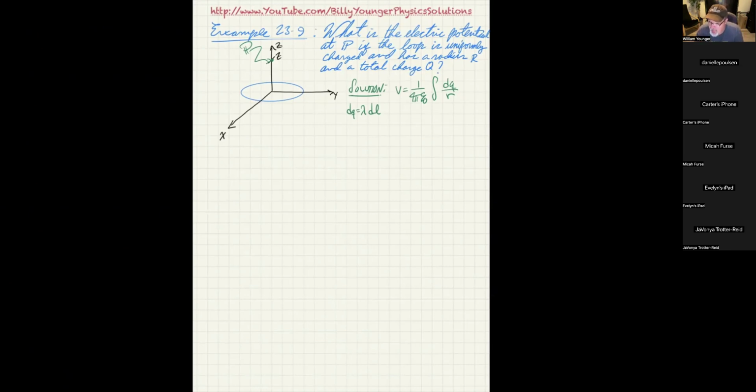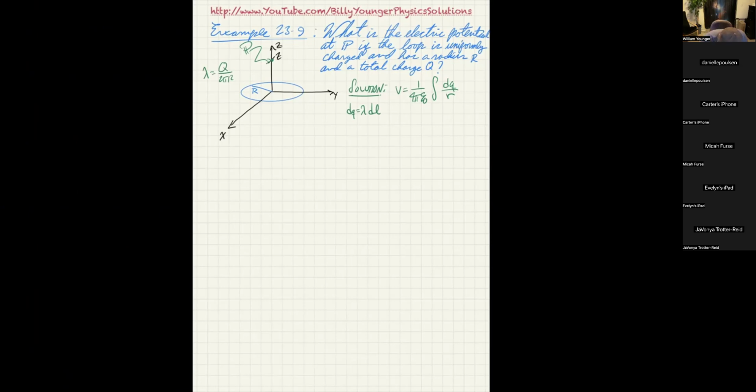Using that, I can tell you exactly what lambda is going to be here, in hopes that it will help you understand. Lambda is dq over dl, just like sigma is dq over dA or rho is dq over dV. In this case, it literally just reduces to Q over the length of the loop. And the length of the loop, of course, is 2 pi R, because this radius right here is R.